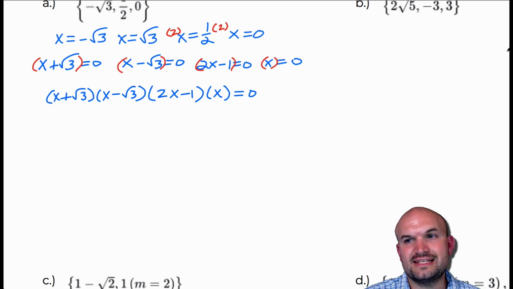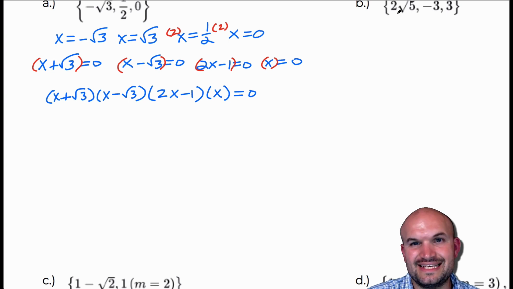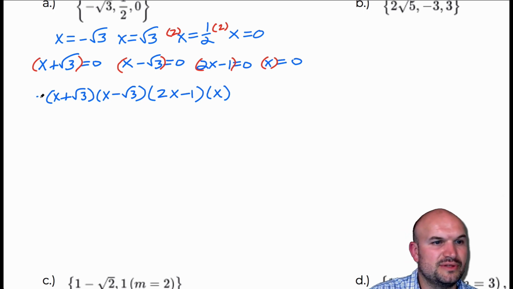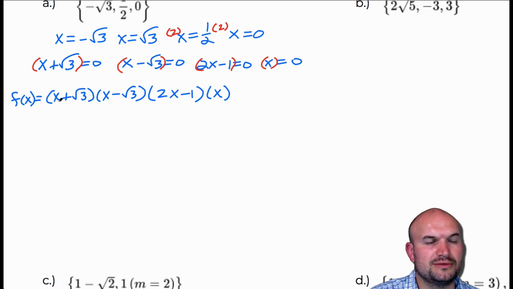So rather than setting this equal to 0, I'm going to set this equal to f of x, because I'm not trying to use the zero product property, but I understand where this is coming from. So I'm just going to put the f of x over here, because that's what we're trying to do, find the equation of the polynomial.